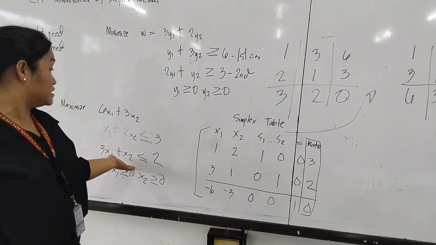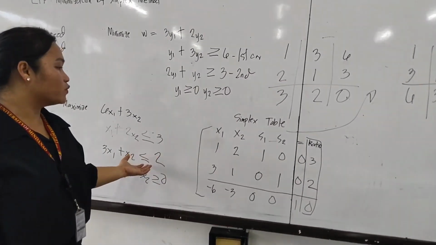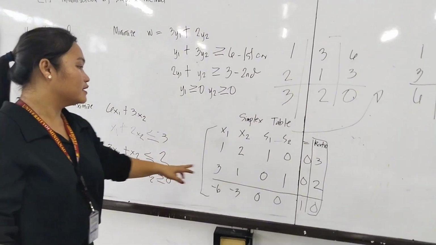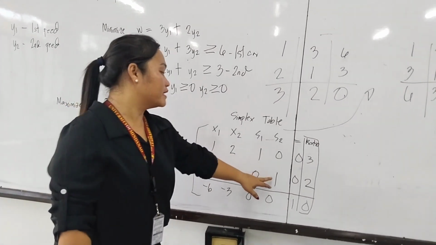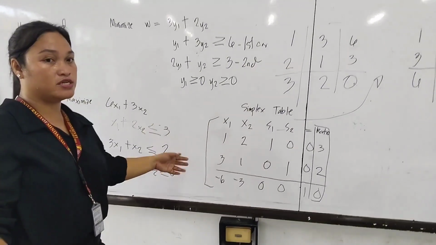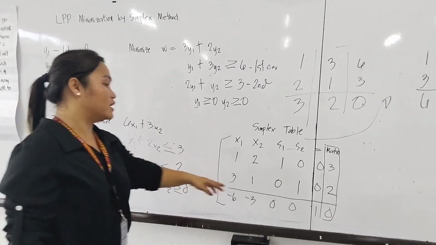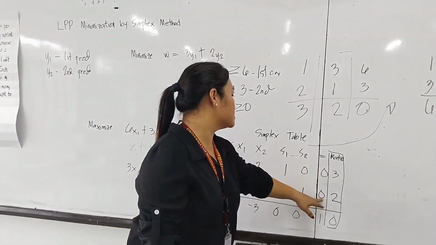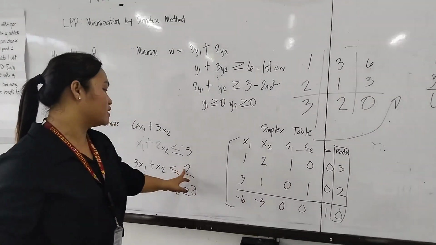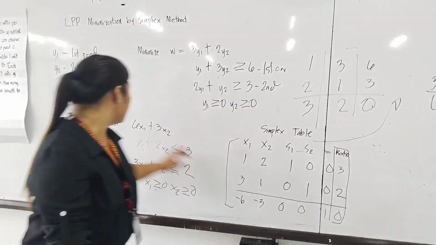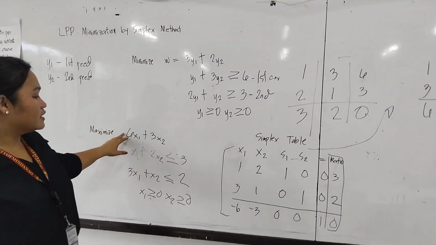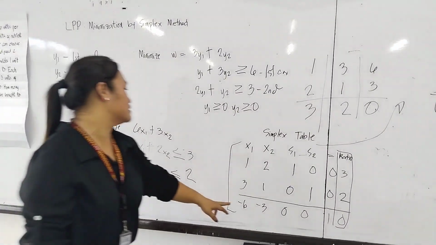S1 is zero because this is the second constraint, so we don't have slack variable 1. Instead, we have slack variable 2 because this is the second constraint, so we add here plus 1. So 1, then equal to 0, then the ratio is 2. This one is 2. Then the maximized cost is negative 6 here.